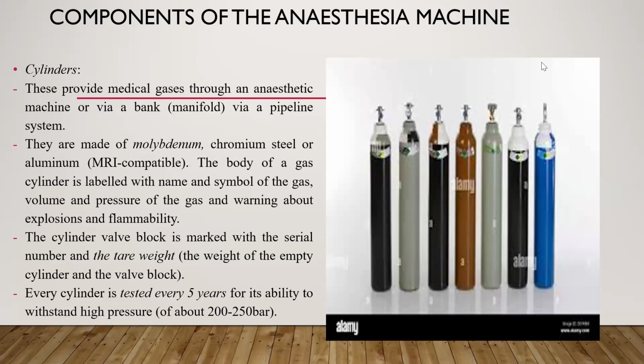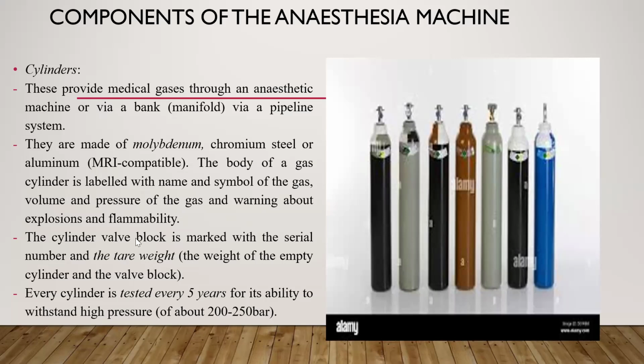Know that there is a lot of information contained in each gas cylinder. The body of a gas cylinder is labeled with the name and symbol of the gas, the volume, and the pressure of the gas, especially for those that are gaseous, that do not have a liquefied portion. They should also have warnings about explosions and flammability. So tomorrow or Monday when you go to work, just take a look at your oxygen cylinders and make sure that all of this information is there.